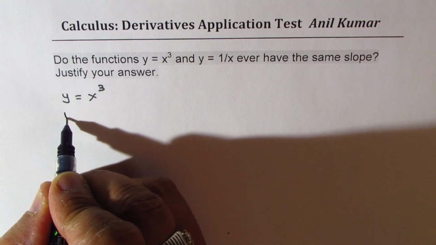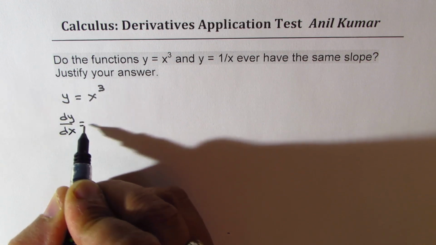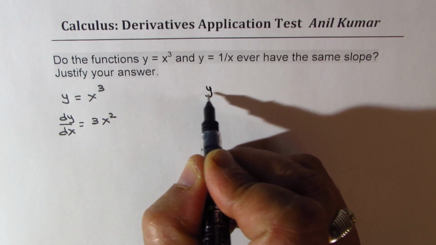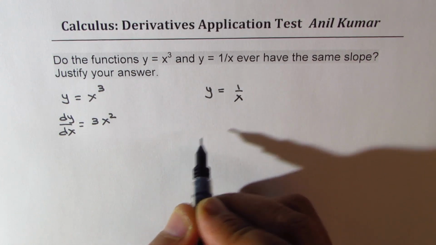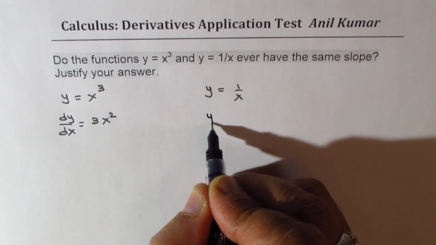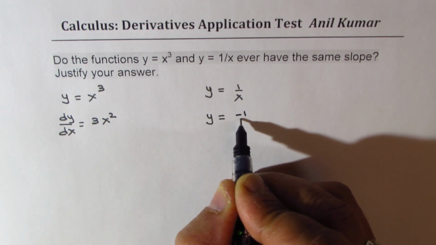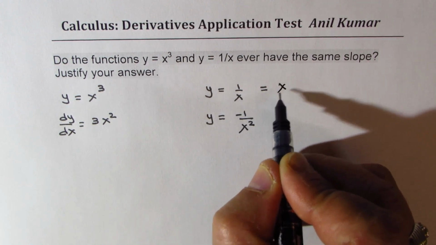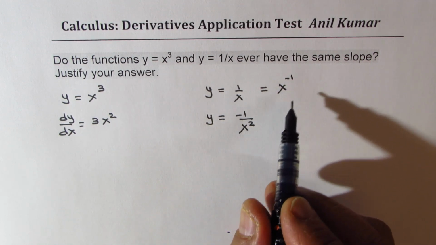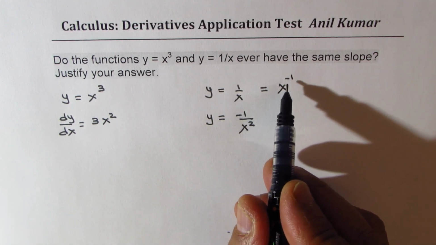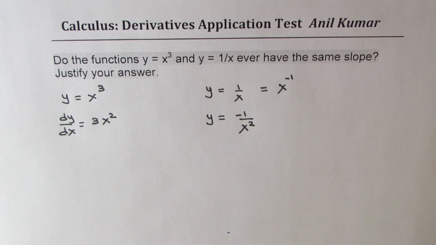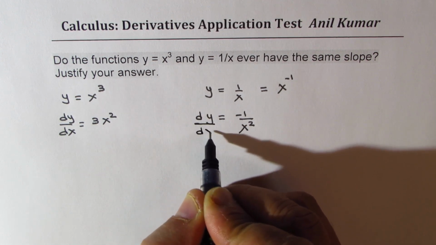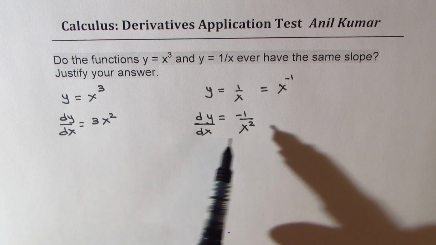Slope means derivative, right? So let's find dy/dx. The derivative is 3x squared. Let's work with the other function, which is y equals 1 over x. The derivative of this function is minus 1 over x squared, right? Some of you may like to write this as x to the power of minus 1 and then find the derivative as minus 1 times x to the power of minus 2, which could be written like this. So this is the derivative dy/dx. Correct. So these are the two derivatives.